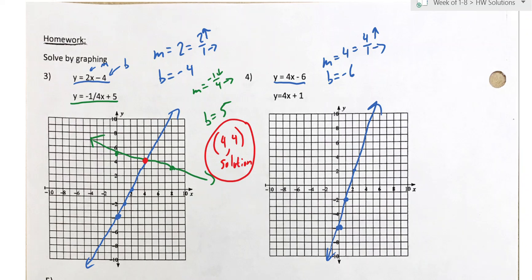My second equation, the slope is also 4, or 4 over 1. The y-intercept is positive 1. So I start at positive 1. I move up 4 over 1, up 4 over 1.